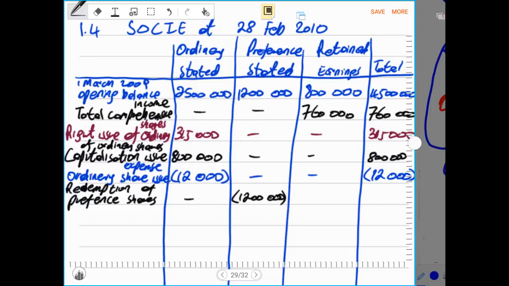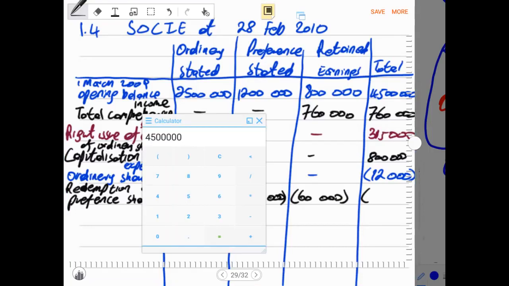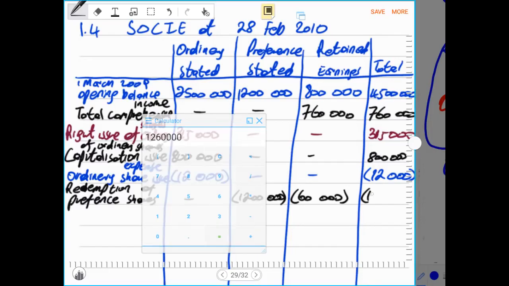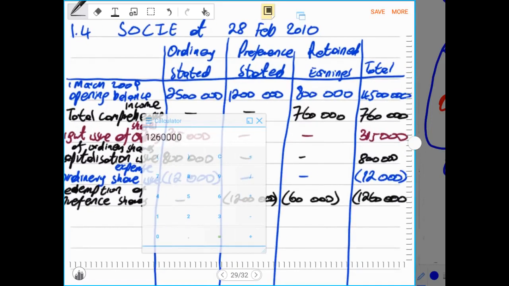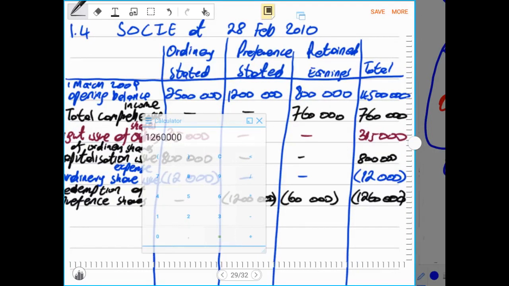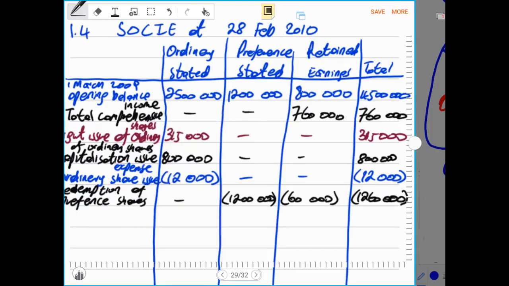Then there was a premium on top of that, and the premium was 60,000. Please make sure that you record the premium in the same line as the redemption. Then we have recorded the capital and the premium. The total will give us the sum of the two, which is 1,200,000 plus 60,000, giving us 1,260,000. Remember, that is negative, because all these amounts are negative. The total will be negative too.